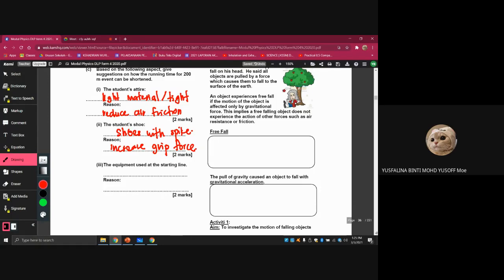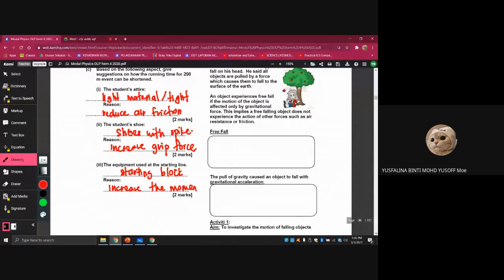And then the equipment used at the starting line. Usually before they run, they sit like that and put one foot at the back on some equipment. So what is it called? Yes, the starting block. So why do we use the starting block? Why not just run? Why do you have to put the feet on the starting block? Speed. Yes, actually the term is to increase the momentum.